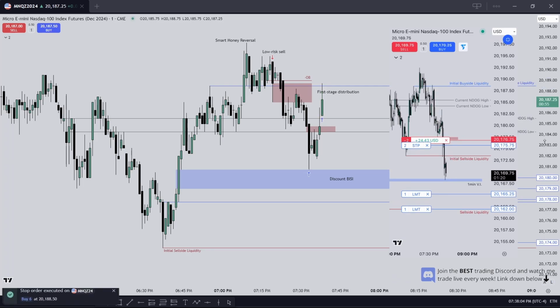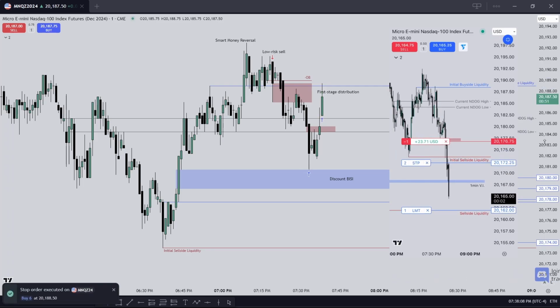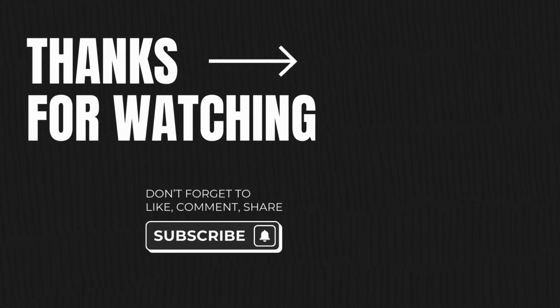Alright, and there we go, stopped in profit. So this is actually a good example of why you have to account for spreads in Asia. This was a good learning experience.